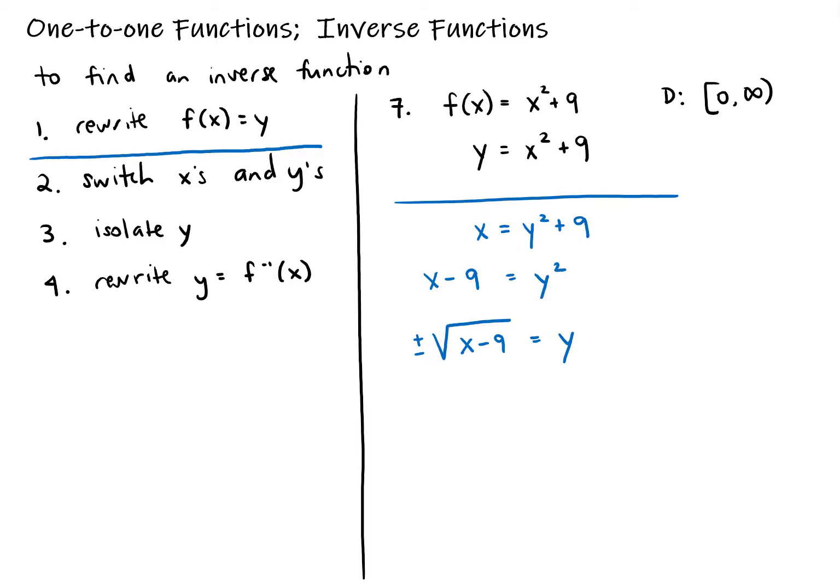And this is because every time we take the square root, we want to put the plus or minus. But in this case, we're just going to take the positive side. We're only going to take the positive side because we ended up taking the positive side here. And so that's how it can match up. I'm going to rewrite it as y is equal to the square root of x minus 9. I'm going to say f inverse of x is the square root of x minus 9.